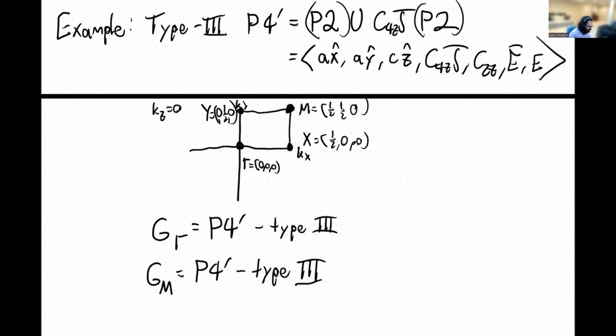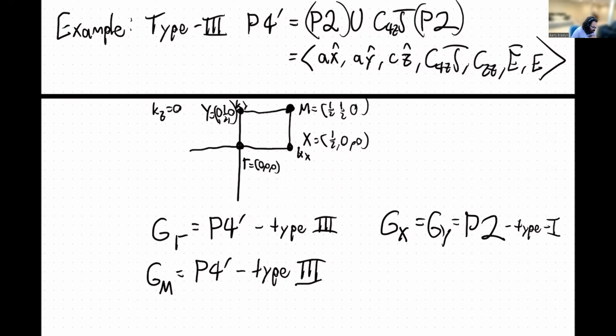Now, what about the X and the Y points? Well, C4, as we saw last time, takes the X point to the Y point. Time reversal brings it to minus the Y point. That's still not equivalent to the X point. So the little groups of X and Y are both given by P2. They contain a twofold rotation still, but they don't contain our anti-unitary operation. So these are type 1 groups.